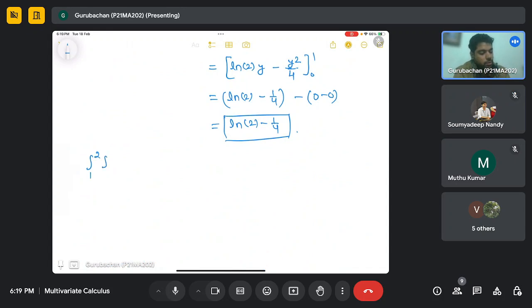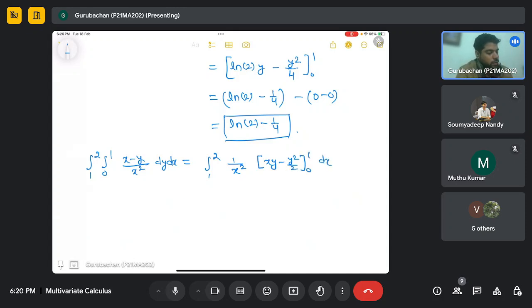So this is the integral from 1 to 2, 0 to 1, of (x minus y) divided by x squared. I think this was the integral, and if you compute, let me compute once again. 1 to 2, since we are treating x as constant, it will give you xy minus y squared by 2, from 0 to 1, dx. So it will give you 1 to 2, 1 by x squared, x minus 1 by 2, dx.